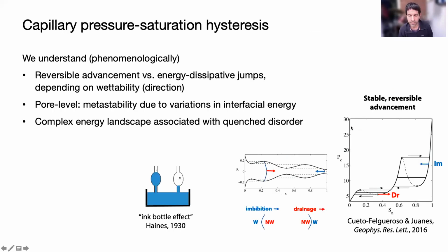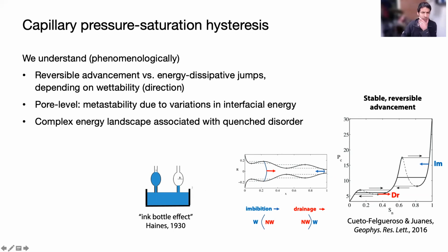So we understand the source of hysteresis quite well, not qualitatively, sorry, quantitatively, but more on the phenomenological level. So we know that the underlying source goes back to the Haines ink bottle effect. And just to make sure that we are all on the same page, I will use drainage for pushing the wetting fluid with the non-wetting fluid, and imbibition for the wetting fluid pushing the non-wetting fluid.